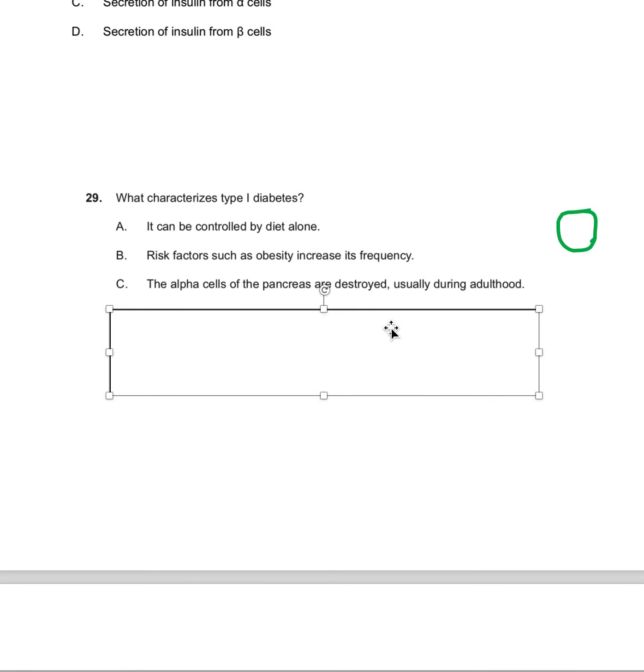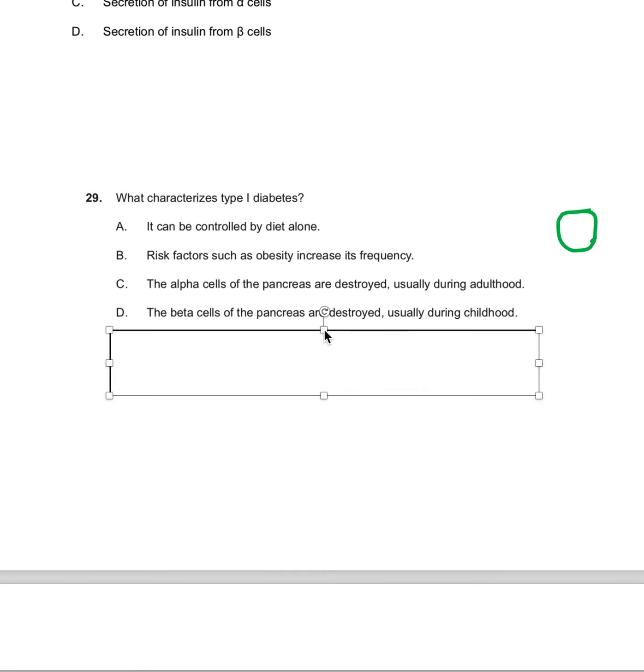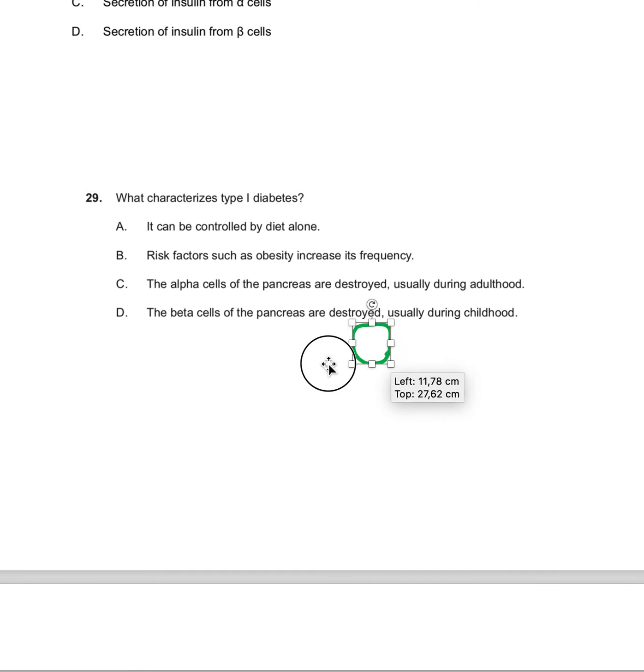The alpha cells of the pancreas are destroyed, usually during childhood. This is incorrect only because it's not alpha cells. We know beta cells are destroyed. So the last one should say beta cells. Yeah, and it says the beta cells of the pancreas are destroyed, usually during childhood, because we know it happens at a young age. And again, that's correct.